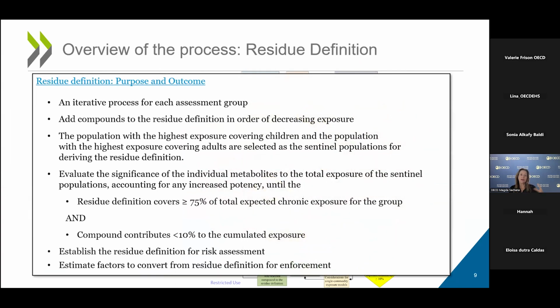Here we also delineate the process for residue definition. I won't go into details. It's very technical. It's there for you, in the slides, to look at. But please look ahead and wait for the draft to become available so you can appreciate all this information.